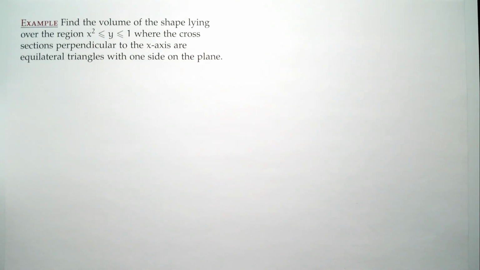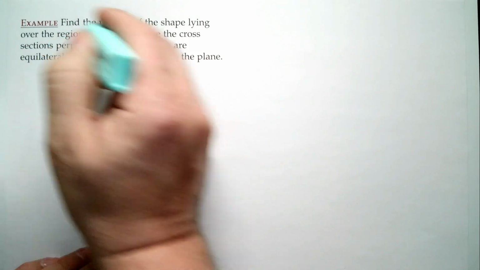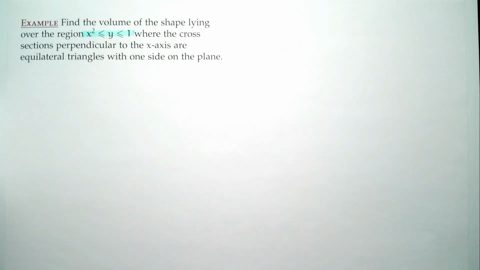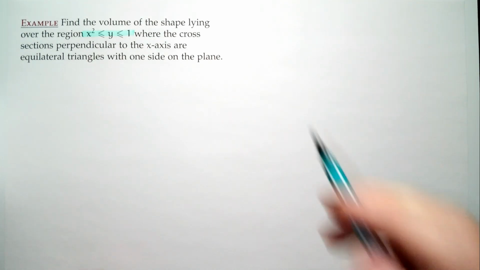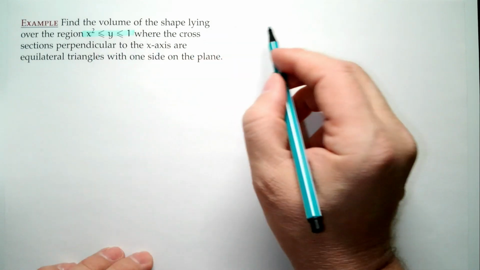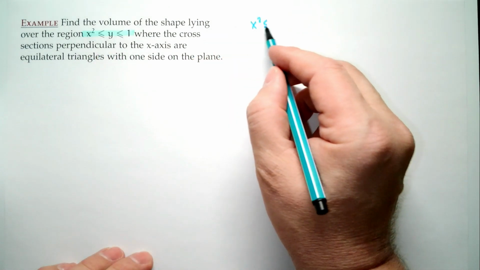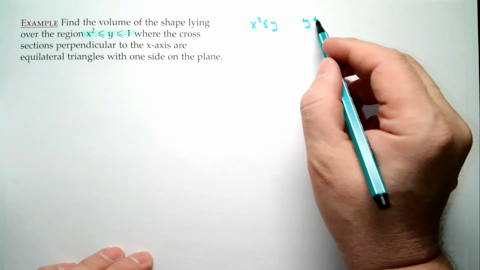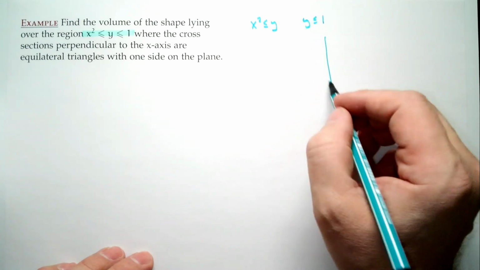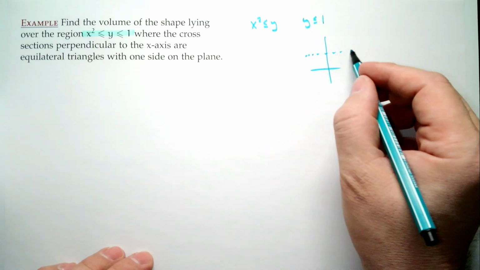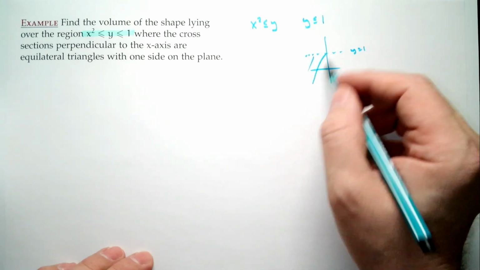So let's figure this out. First off, we have a region, so let's focus on this region. x squared less than or equal to y less than or equal to 1. Let's see what that looks like. So here, we can really think of this as a pair of inequalities. x squared less than or equal to y, y less than or equal to 1. Now y less than or equal to 1, that's easy. You come up to this curve y equals 1, and you're everything below there.